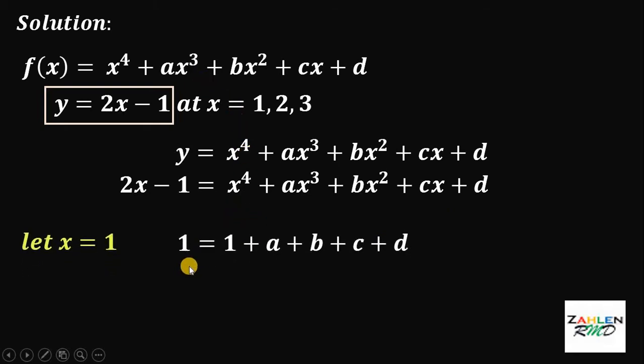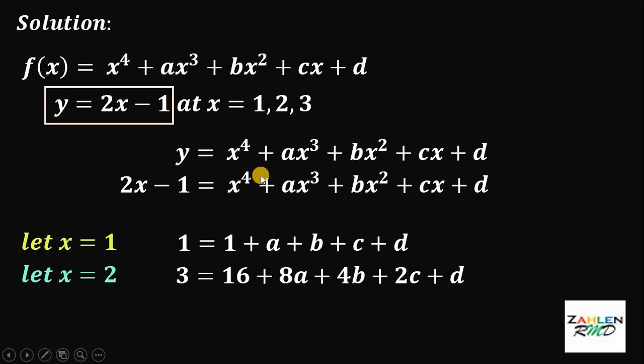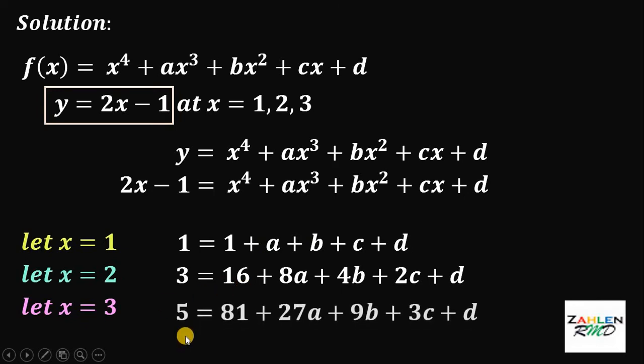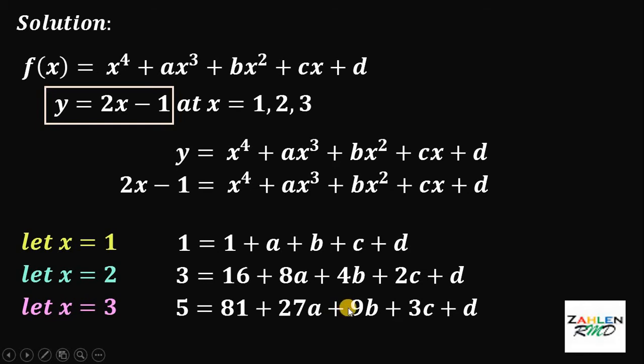Next, what will happen if we let x equals 1? If we do that, we get that 1 equals 1 plus a plus b plus c plus d. Now what will happen if we let x equals 2? We have 3 equals 16, 2 raised to the fourth power is 16, plus 8a plus 4b plus 2c plus d. And the last one, what will happen if we let x equals 3? So we have 5 equals 81 plus 27a plus 9b plus 3c plus d. Yikes! We have 4 unknowns in just 3 equations.